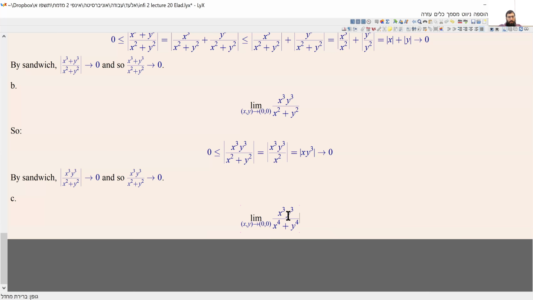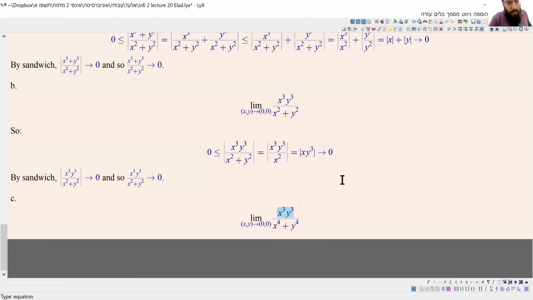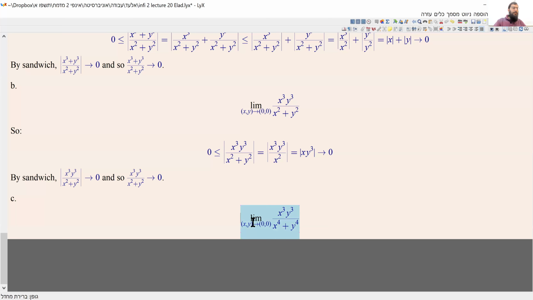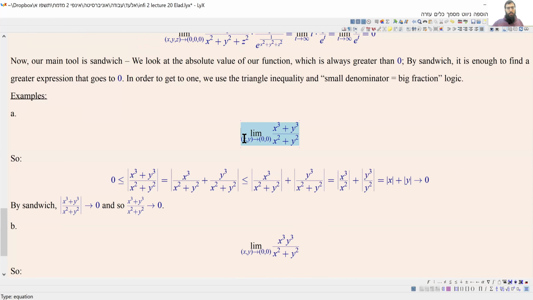But on the other hand, intuitively speaking, the degree of the numerator is 6, multiplication of degree 3 and degree 3, and the degree of the denominator is 4. 6 is greater than 4. The limit should be 0 by our intuition. So, how can we overcome the obstacle? If it was x to the 6 plus y to the 6, we could do it.